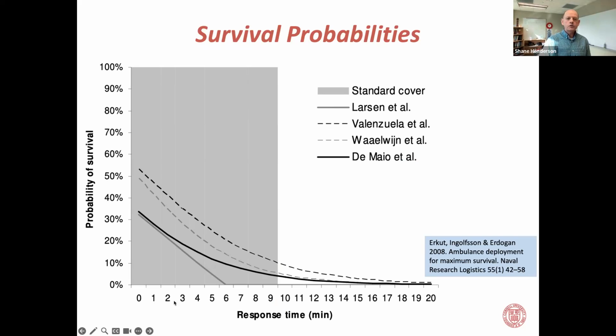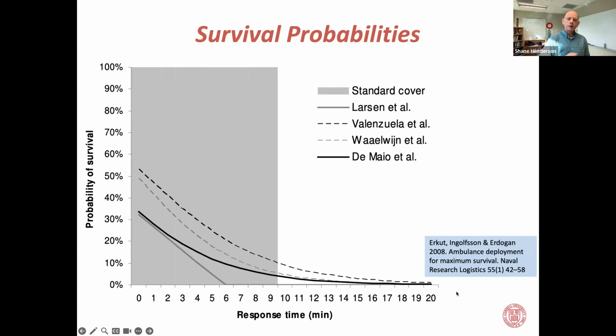On the horizontal axis, again, I have that response time from cardiac arrest to arrival of the volunteers. And on the vertical axis, I have the probability that the patient is going to survive. And these are all different curves that come from the literature. I stole this picture from this paper by Erkut, Ingolfsson, and Erdogan. They were looking at survival using purely ambulance response, but these curves were in the medical literature and have been for some time. They're mostly based on logistic regression fits to data.